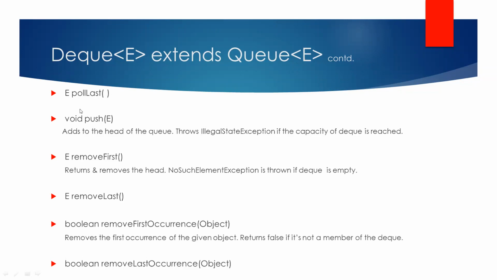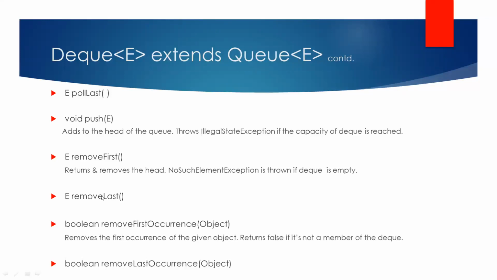We can add the element by push. Add to the head of the queue. Throw illegal state exception if the capacity of the DQ is reached. removeFirst returns and removes the head. NoSuchElementException is thrown if the DQ is empty. removeLast is the same as removeFirst. The difference is it will remove the element from the last position.